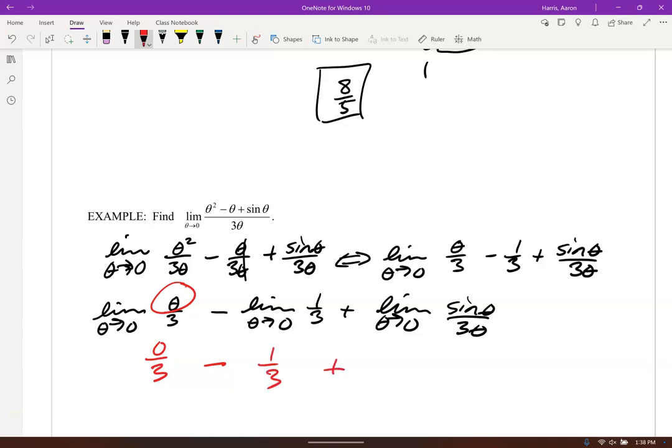And then from here, I'm like, hey, this looks pretty good, except I have a 3 theta, right? I just want sine of theta over theta. So what I'm going to do here is push this out front.